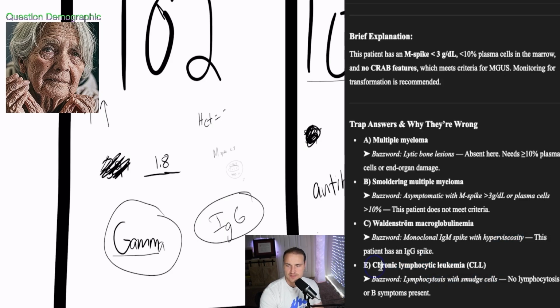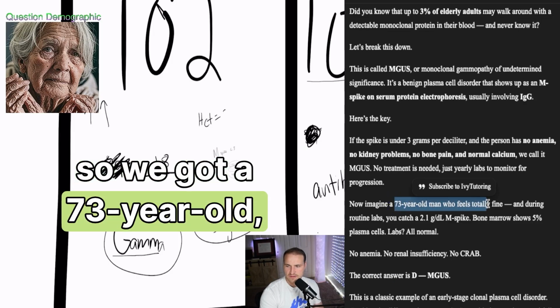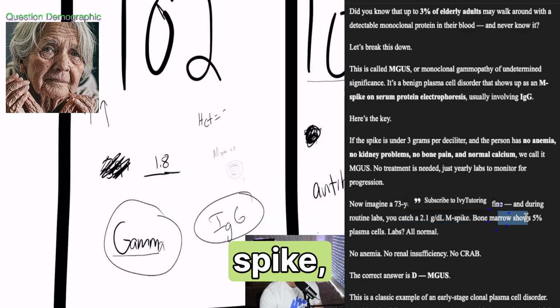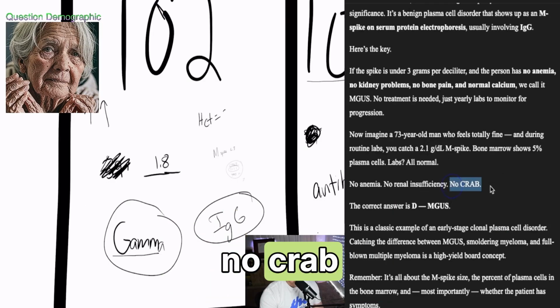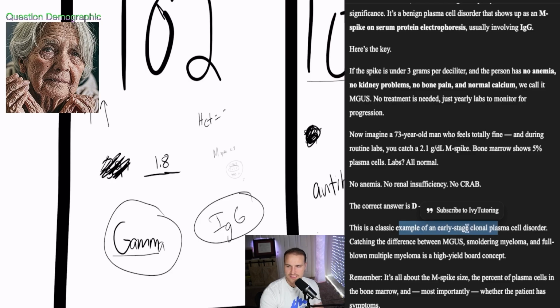And the way I like to remember this one is, I can see clearly now the smudge has gone, right? I always remember clearly. Now the smudge is gone. Lymphocytosis with smudge cells. All right, so we got a 73-year-old, totally fine. But now we have an M spike, 5% plasma cells. There's no CRAB, MGUS. Early stage clonal plasma cell disorder. For management, it's just monitoring, labs and symptoms. No treatment is necessarily needed with this. It's monoclonal gammopathy of uncertain significance.